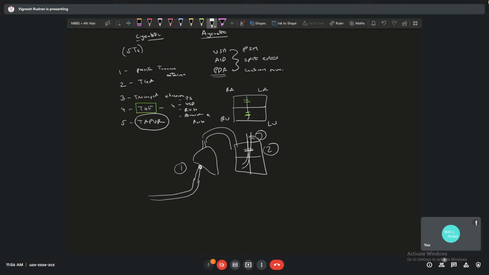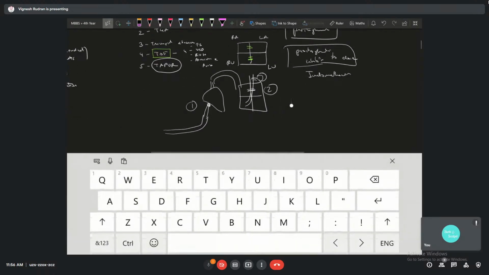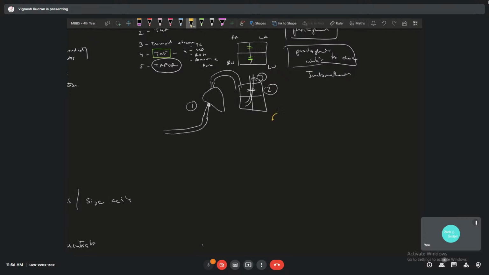Another point is prostaglandins. They help in maintaining the opening of these. So you give prostaglandin inhibitors to close these communications, and the most important one is indomethacin. Other than that, as a complication of acyanotic heart disease, you can mention Eisenmenger syndrome.